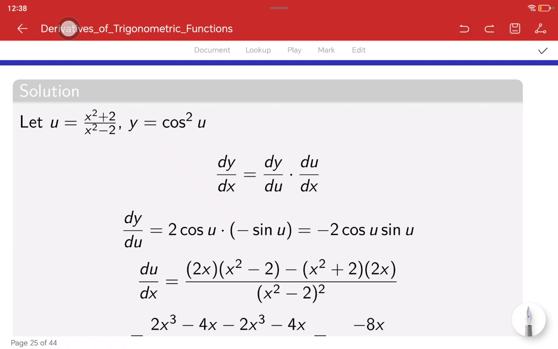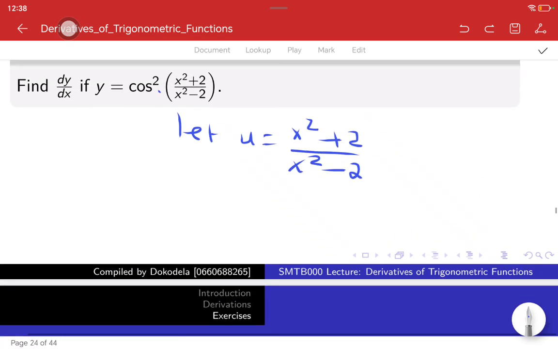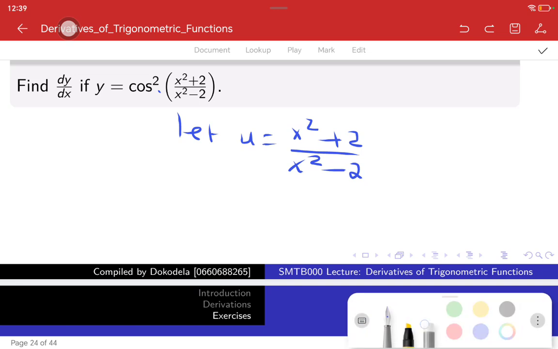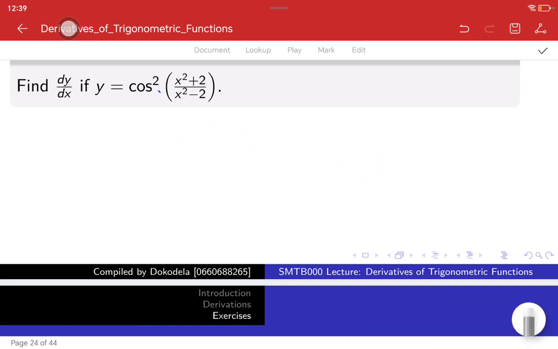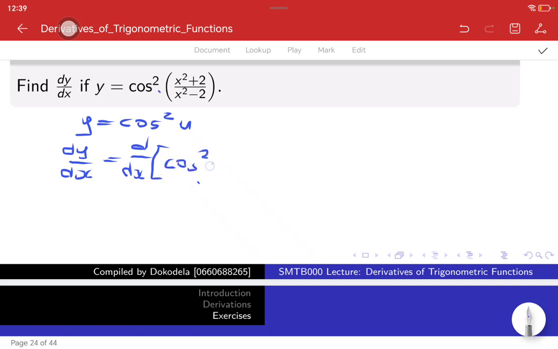Let me show you how to derive this first. Let's see, we have y is equal to cos squared u. When we want to derive this, we're going to have dy over dx. If I introduce d over dx on both sides, also here, introduce it. And remember, this is the same thing as this.